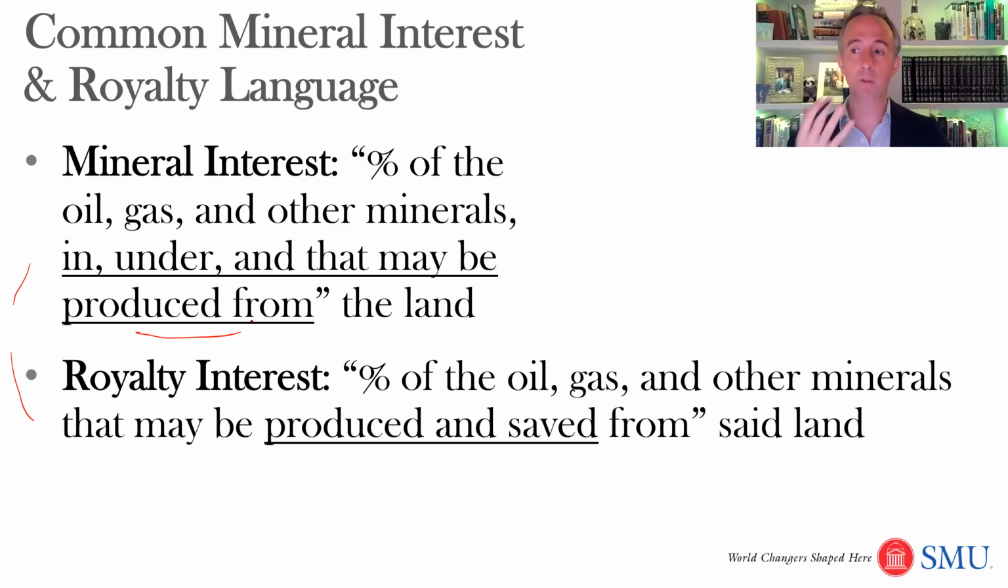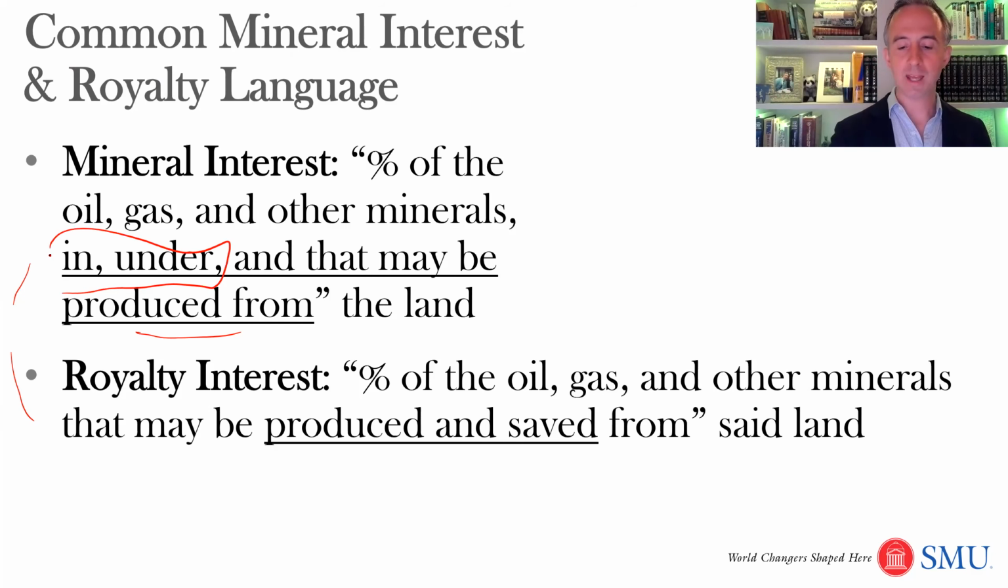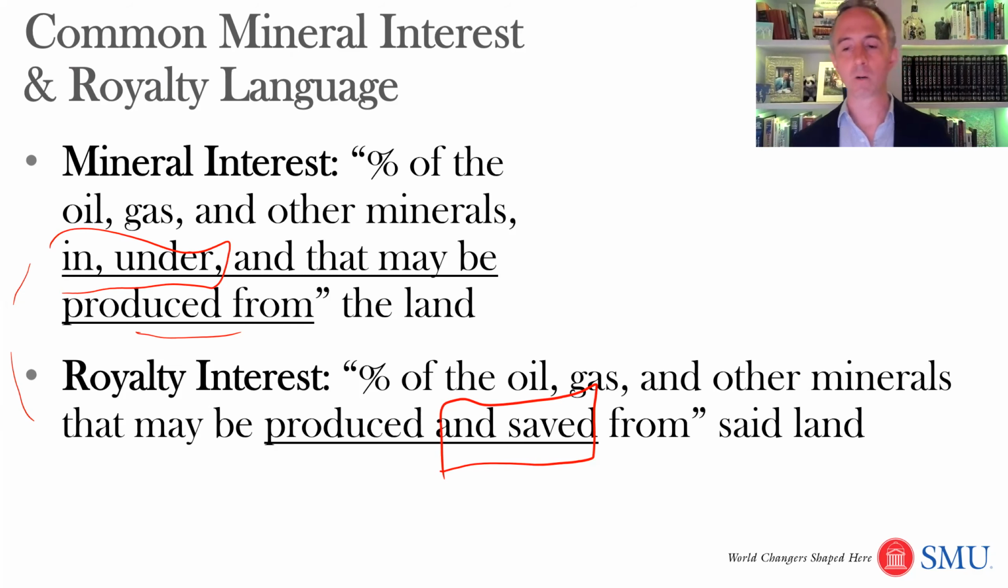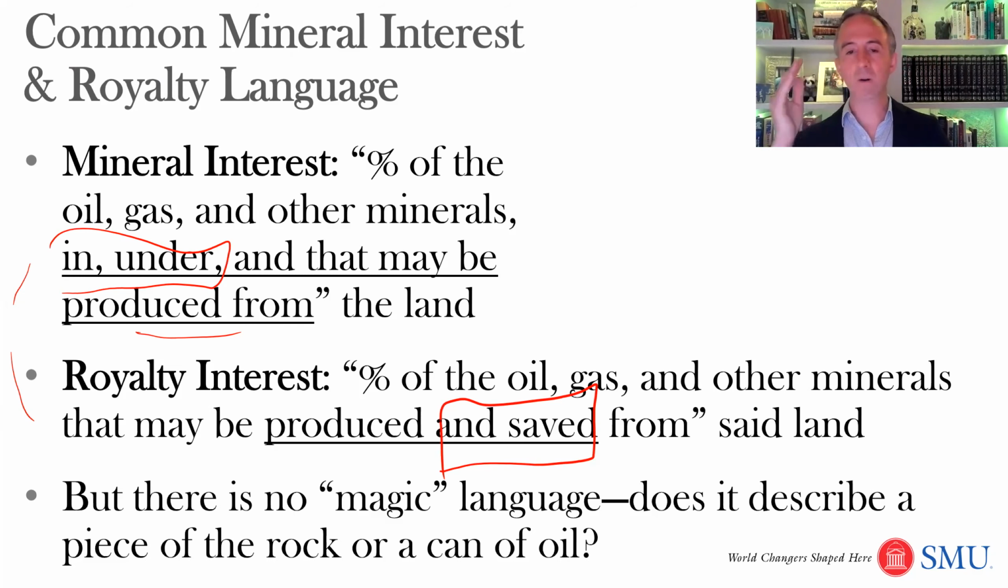The problem is, remember the rule of capture. If you own the mineral interest, you own the oil and gas in the land, at least here in Texas, but you also own whatever can be produced from that land. Because if you drill a well and you have the mineral interest, you can pull up oil that was originally on your neighbor's land and that's now produced from your land. So that's why "produced" appears in both, which can be a little bit confusing, but I focus on "in and under." And if you see "saved," that's a pretty good sign that you're talking about a royalty interest. But as we'll see, there's no magic language.